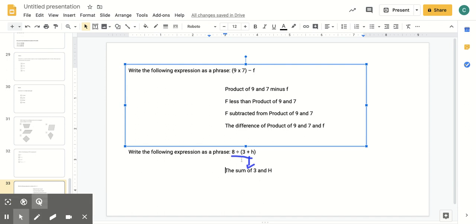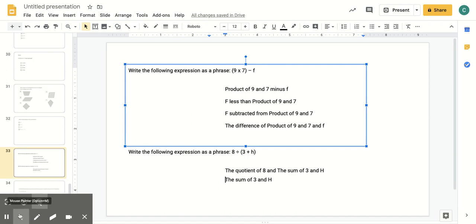I don't want to get too complicated here, so I can say the quotient of 8 and the sum of 3 and h shows me that 8 is my dividend. My divisor is the sum of 3 and h. I can also just state the action here and say 8 divided by the sum of 3 and h. There are other ways that I could write this out. It just gets more complicated when I'm talking about the groups of the sum and all of those things. So both of these are examples.